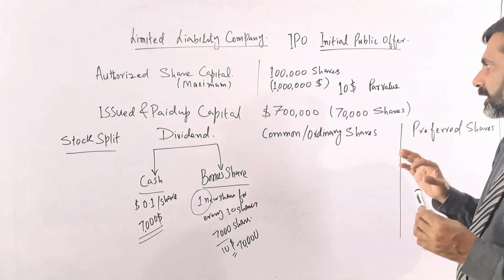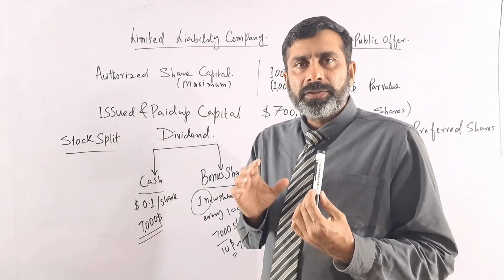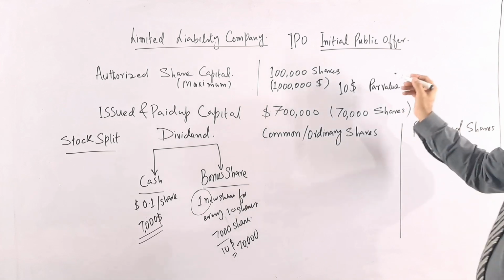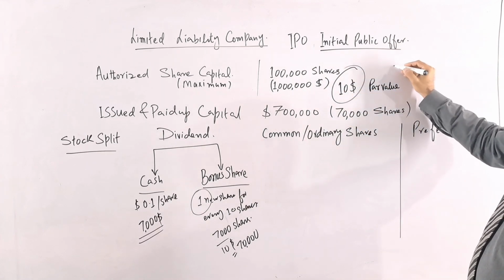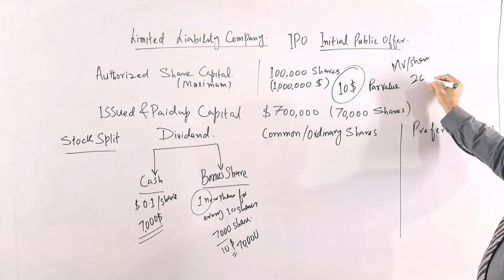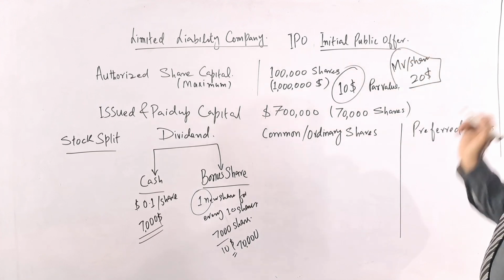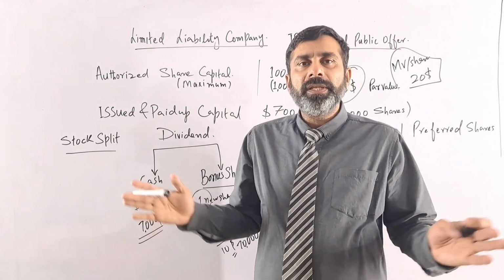Now the next thing is related to the concept of the stock split. What is a stock split? Let's say the par value of the share is $10 and we assume that the current market value is, let's say, $20 per share. Now the company wants to distribute the number of shares.